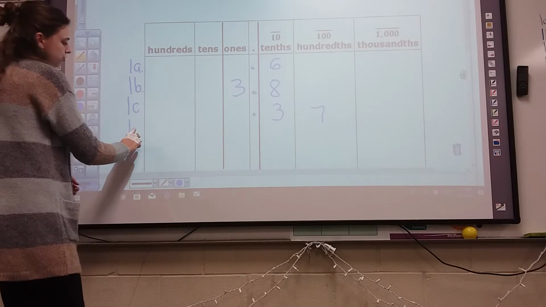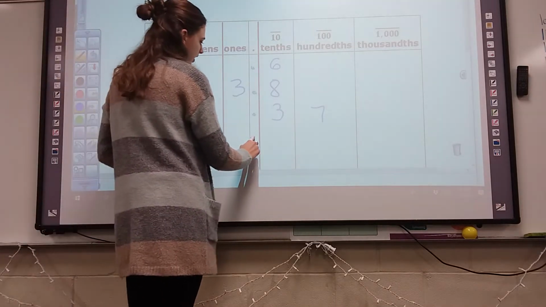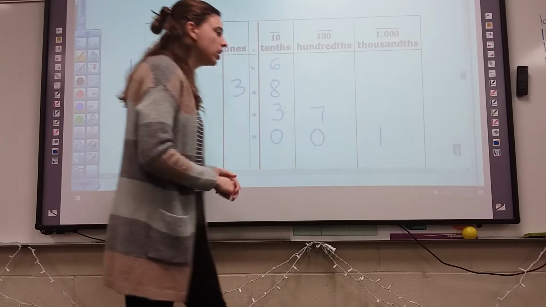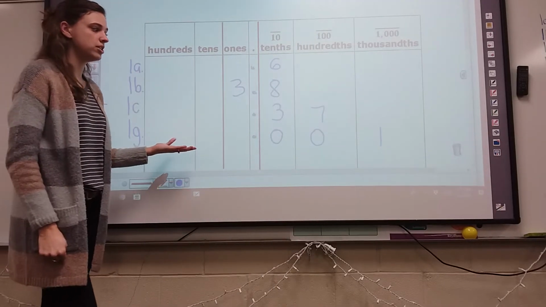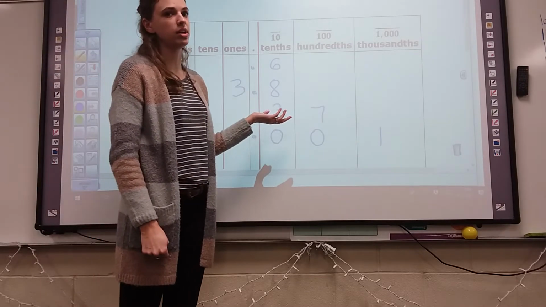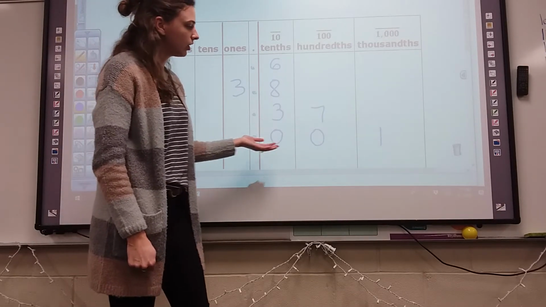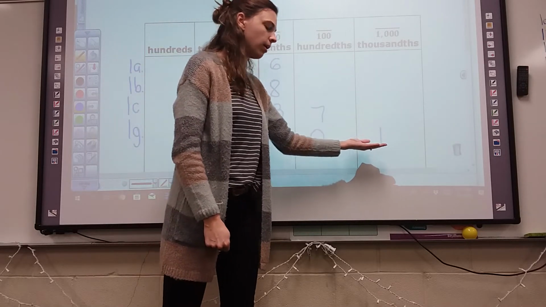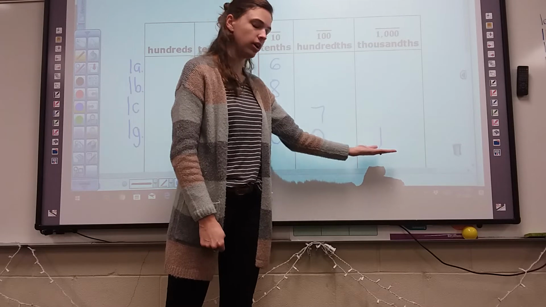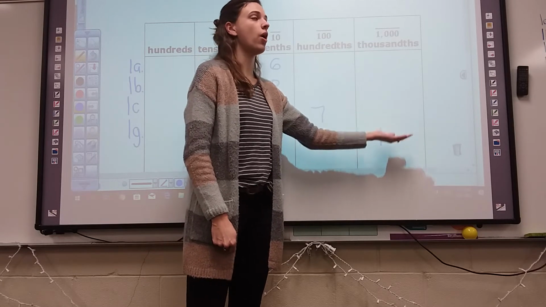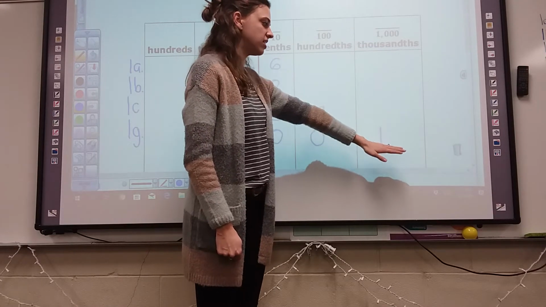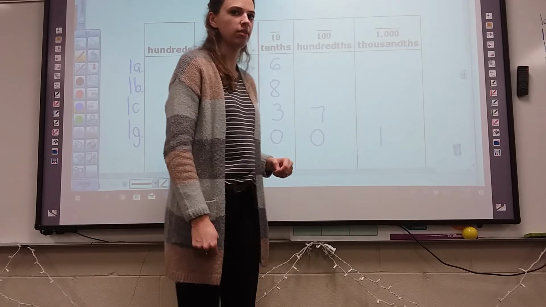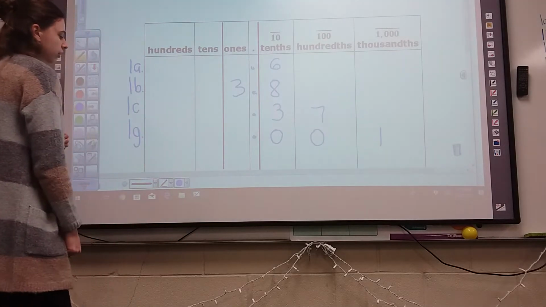The last one we'll do together is 1G. It looks like this. Again, there is no whole number, so we're not going to name it with point or and. When we look at this, there's no numbers to combine. We only have one number above 0, and that's 1. So we're going to name this as 1, and then the place value that last digit is in, the thousandths place. So 1 thousandth.